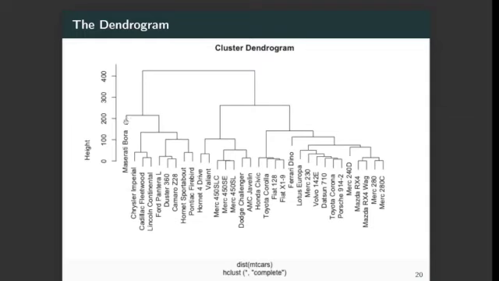So now let's go down here. Let's say we cut through at 180. Here we have four groups. One group is Maserati Bora. The other group is from Chrysler Imperial to Pontiac Firebird. The third one is from Hornet 4 Drive to AMC Javelin. And the fourth one starts from Honda Civic to Merc 280C. So it depends on where you cut on the branches of the dendrogram, and then you will know how many clusters you have.